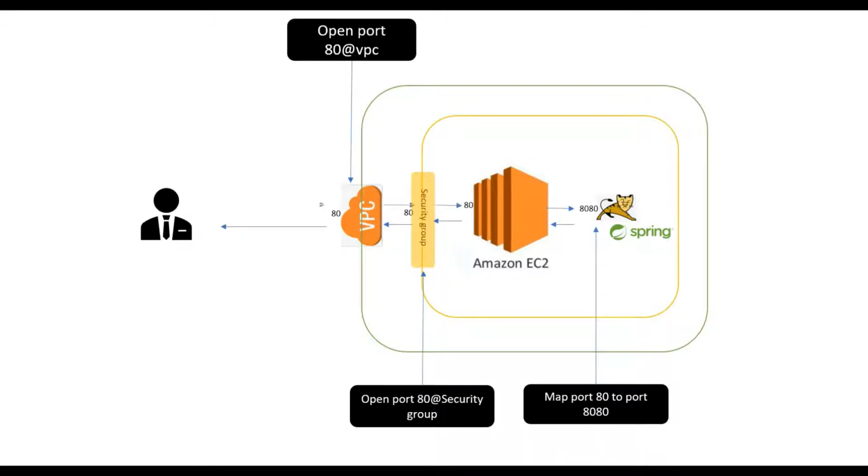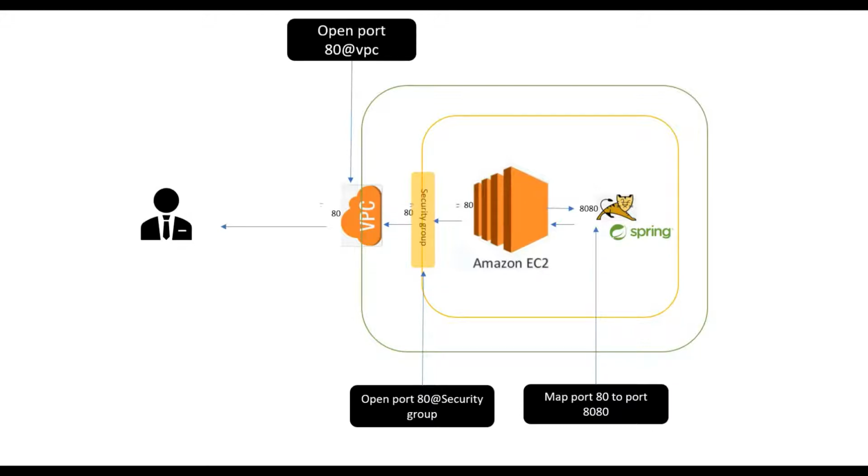So this is required because whenever you launch a Springboot application, by default it will be using port 8080. If you don't map port 80 with port 8080, then the request will not be able to reach to your application, and then it will always be declined and it will not work. So this is all we are going to do.